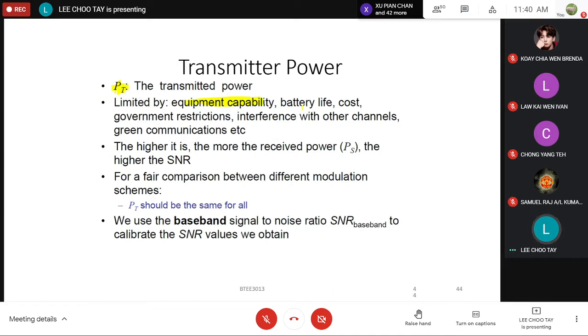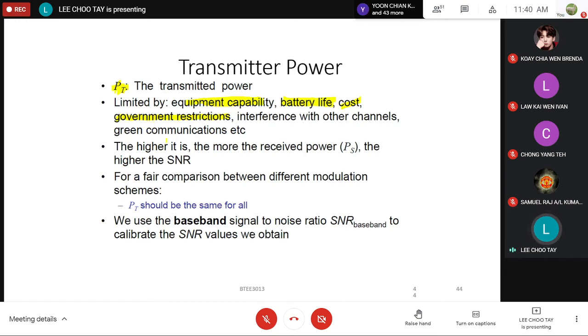Second is battery life. If you are using a mobile device, how long can your battery last? If you use more power, your battery life will be shorter, and that's no good. Also the cost, because the cost of generating high power is definitely more. And in many countries, there are government restrictions on how much power you can generate.